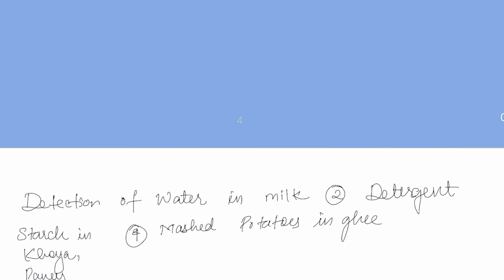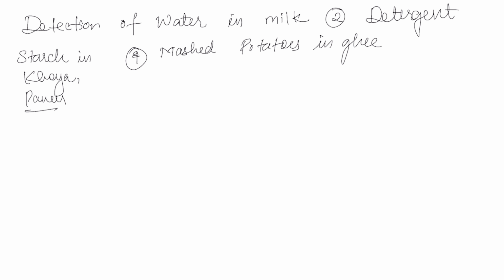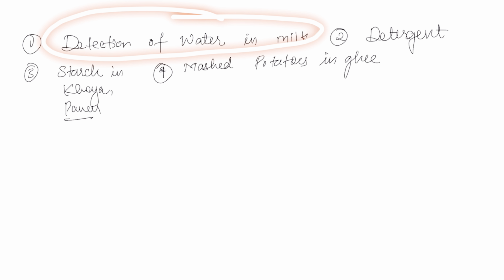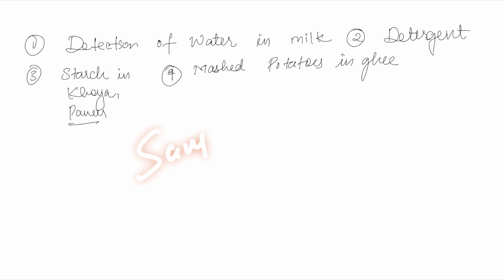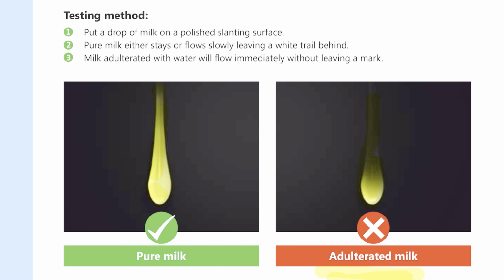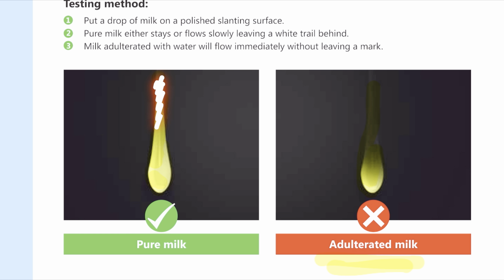For milk and milk products, there are mainly four tests. The first one is the detection of water in milk. In this test, we will take one sample without adulteration and one adulterated milk sample. For the non-adulterated one, a trail of milk will be seen if you put a drop of milk on a shiny or slanting surface. In sample 2, the adulterated one, there will be no trailing signs behind the drop. You can see over here, in pure milk there is a trail of milk, but in adulterated milk there is no trail seen in this picture.